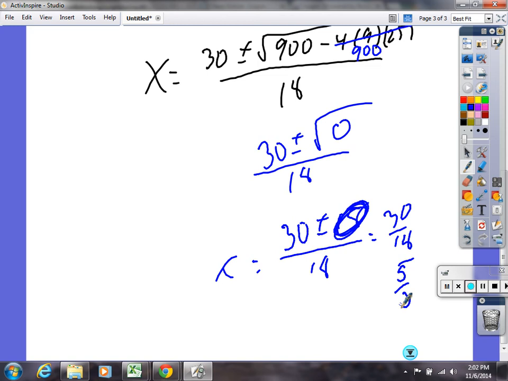I'm just going to show you something. You want to know what the graph looks like on that? Here's 1, here's 2, 5 thirds, and 1 right there. It touches it once. You only have one answer because you only have one x-intercept.